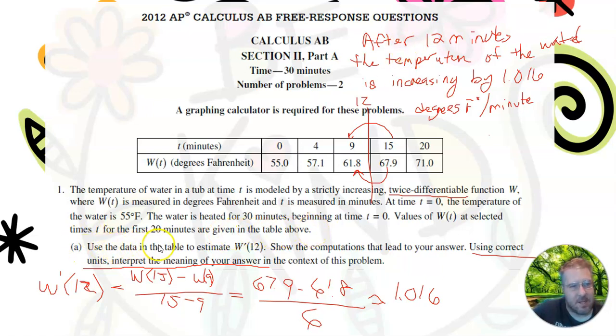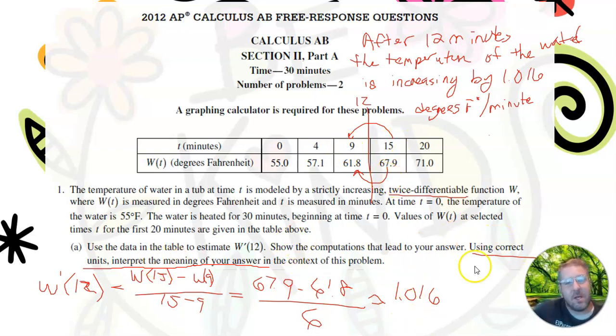All right, so it says use the data in the table to estimate W prime of 12. This is something we have done before. We just use our slope formula. So that's W of 15 minus W of 9 over 15 minus 9. And then that's going to give us our answer.